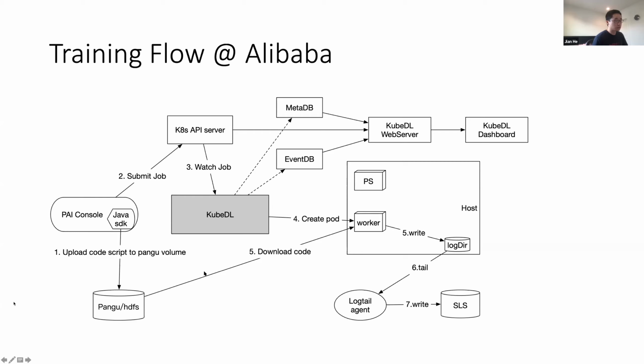So it's not that every time we bake an image, we download the code dynamically every time we run the jobs. So this is a basic overview of what we have.